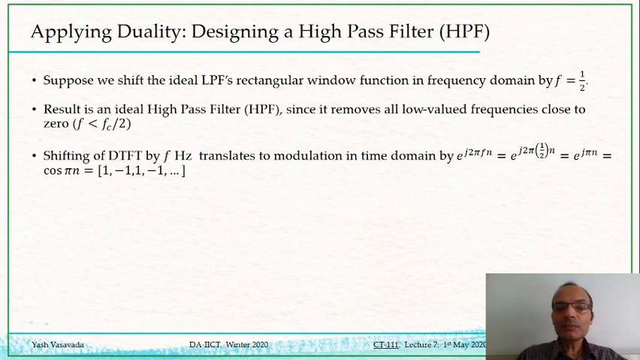Now, the other application of this shift property of Fourier transform is that we have considered the ideal low pass filter. Remember, it is in frequency domain, it is a rectangular function centered at small f equal to 0, and it has a width which depends on the width of our desired signal.